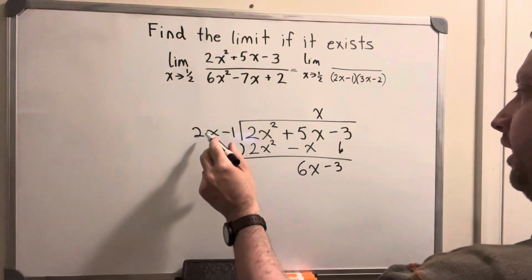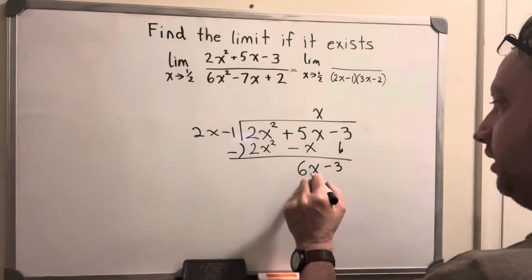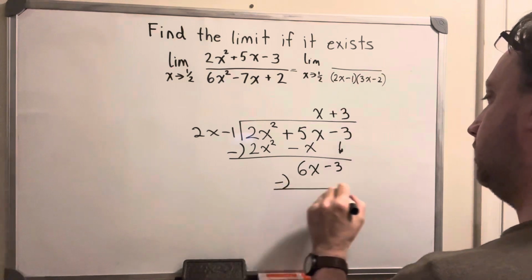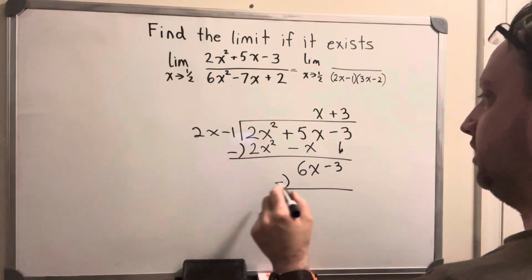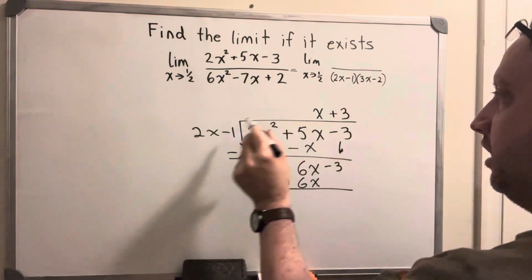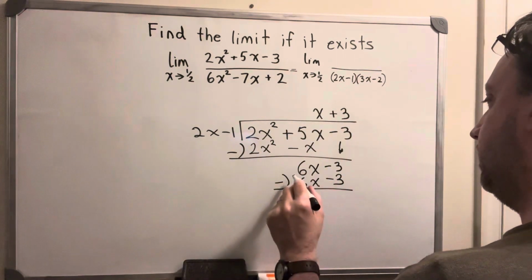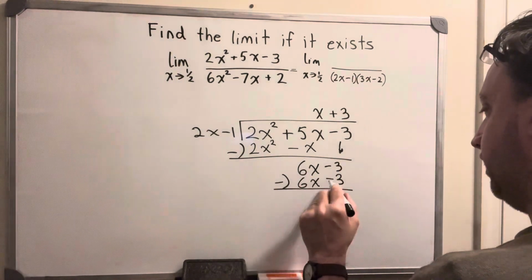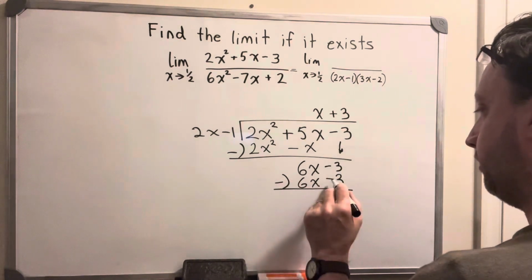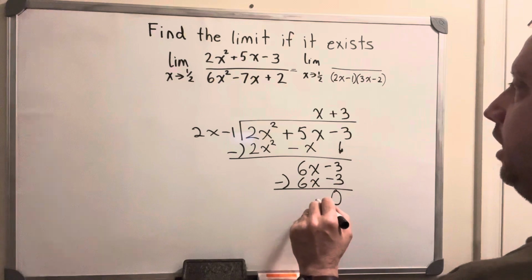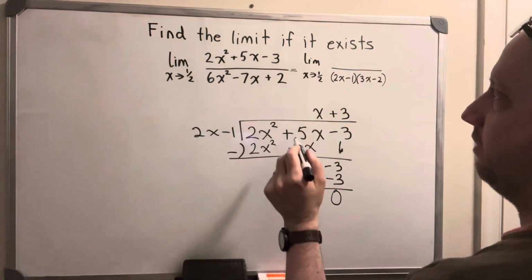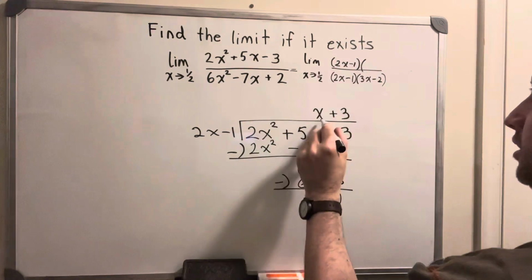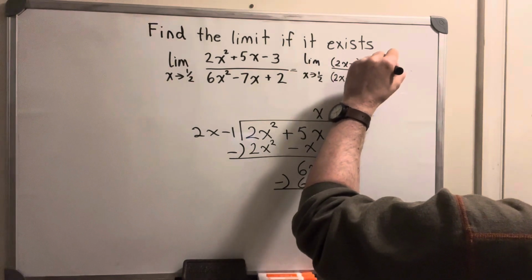Now, 2x times what is 6x? 3. Positive 3. 3 times 2x is 6x. 3 times -1 is -3. 6x minus 6x is 0. And -3 minus -3 is -3 plus 3, which is 0. So that means that 2x squared plus 5x minus 3 is 2x minus 1 times x plus 3.